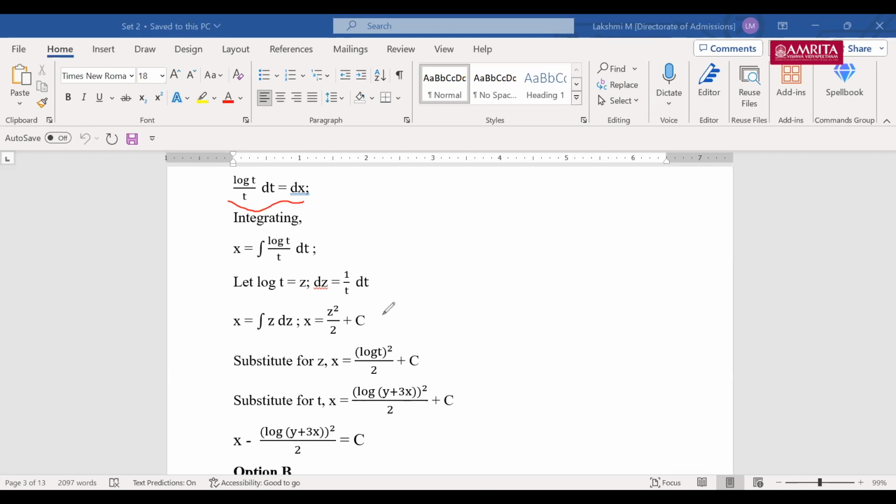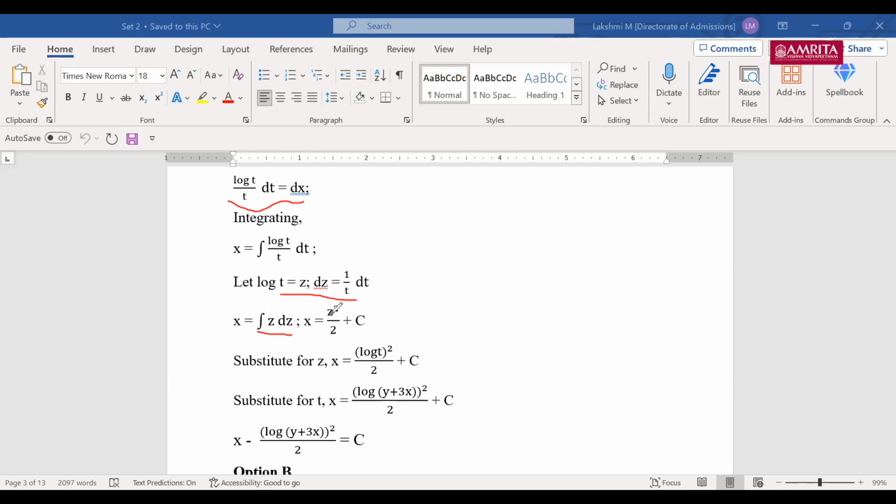Those who are able to write it in a stretch, it's okay. Otherwise, you can just go for substitution. Log t can be set, so dt can be 1 by t. So this will be the integral of z dz. So it's easy for you. If you want, you can use this. Otherwise, it's completely fine. You can do it in your own way. So the integral of z square by 2 plus c.